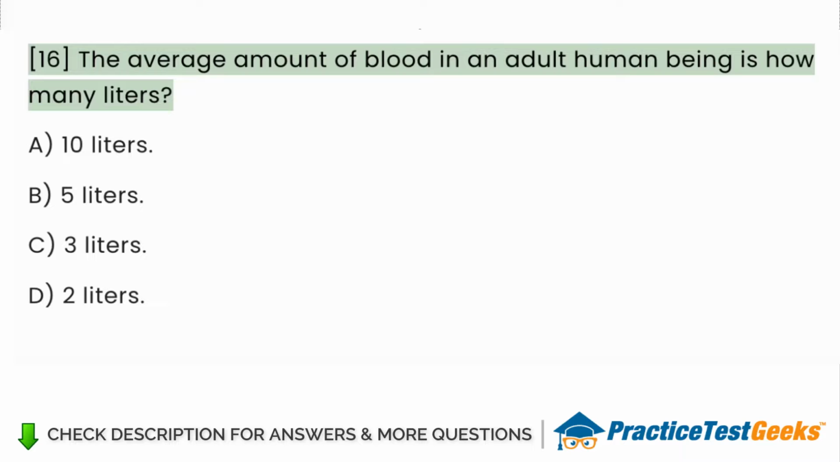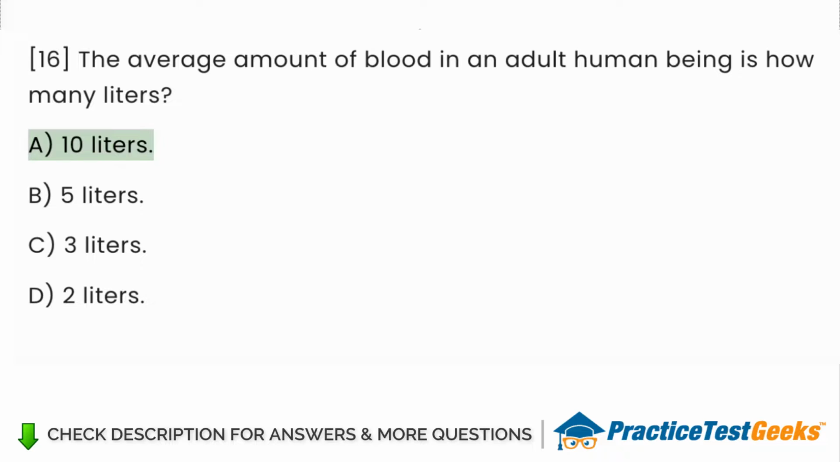The average amount of blood in an adult human being is how many liters? A. 10 liters. B. 5 liters. C. 3 liters. D. 2 liters.